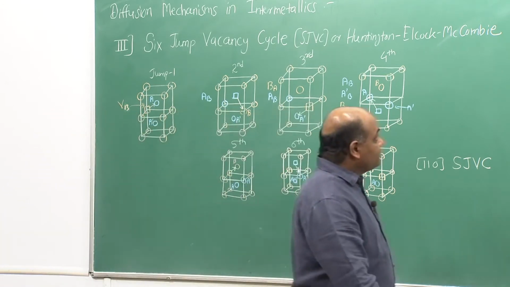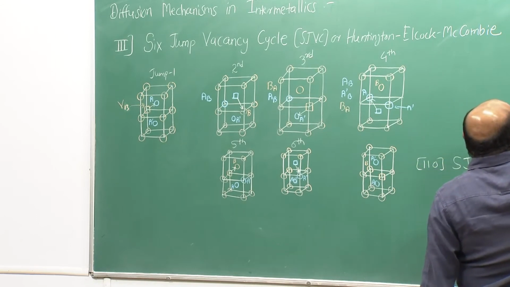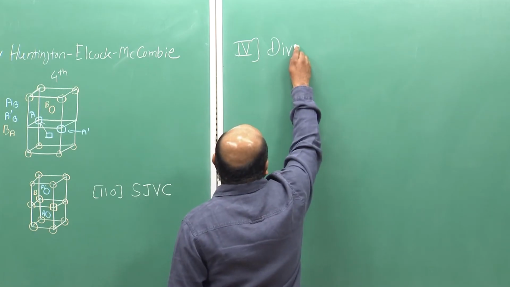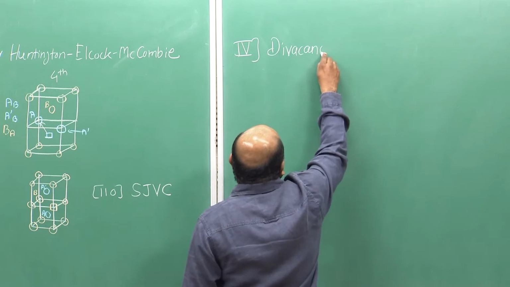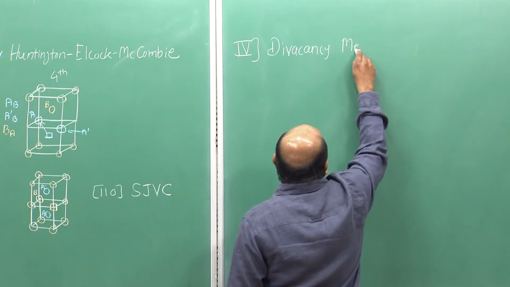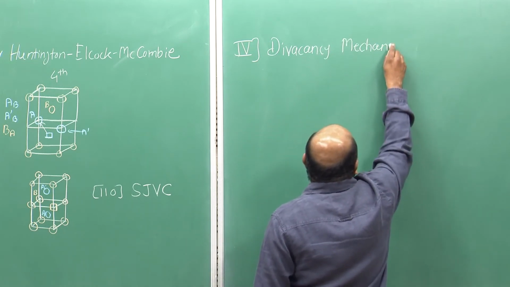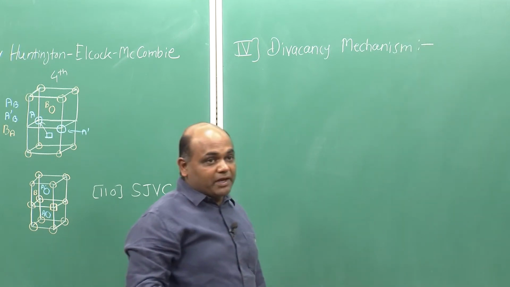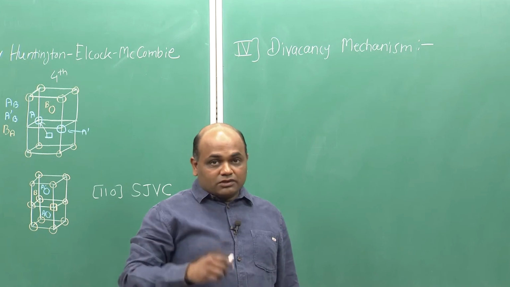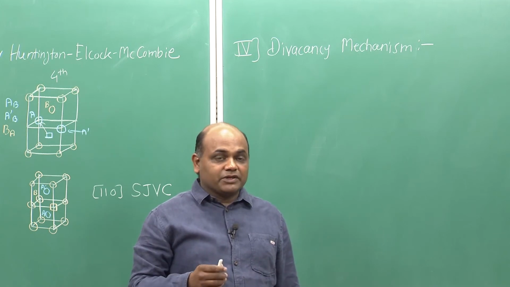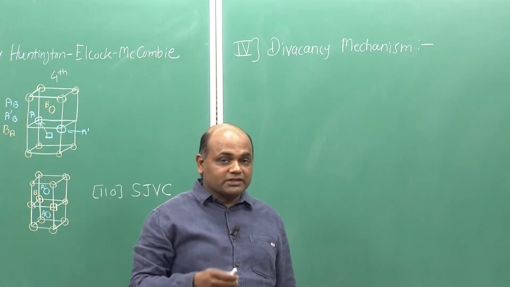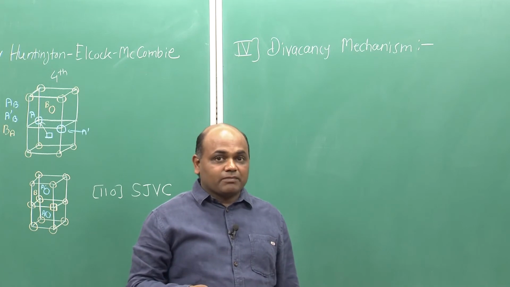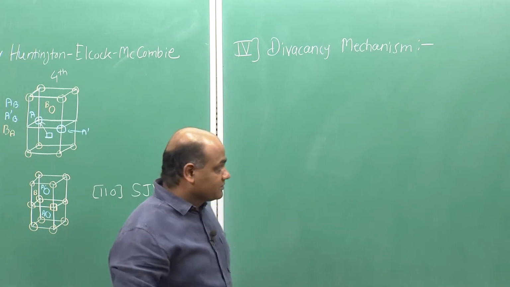One more mechanism that we are going to look at is the Tai vacancy mechanism. A Tai vacancy is a pair of vacancies on 2 nearest neighbor sites. So, obviously, one vacancy is on A sublattice, the other is on B sublattice in a B2 structure.